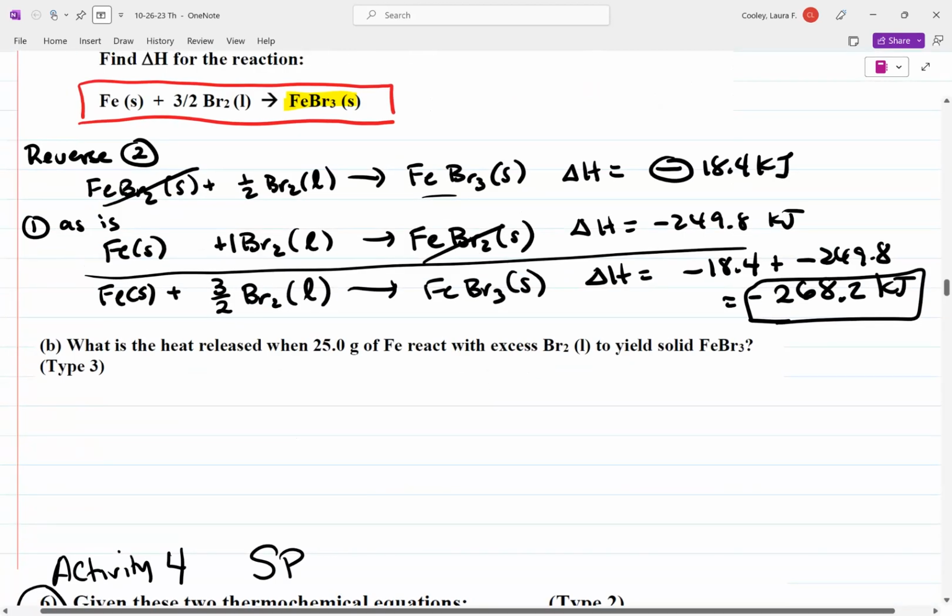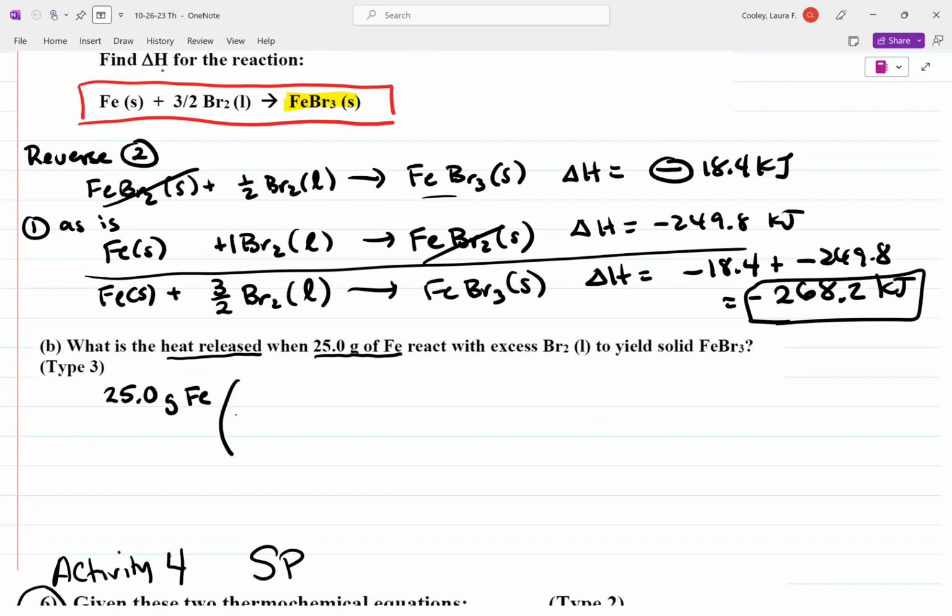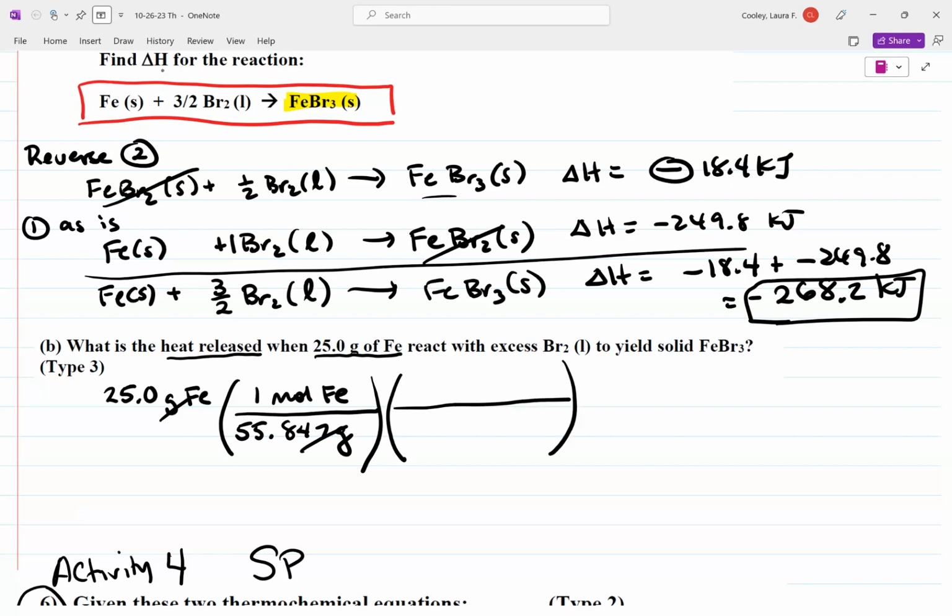Let's do one more thing with this problem, though, because it says, what is the heat released when 25 grams of iron react with excess bromine to yield FeBr3? So this is a type 3 problem that we talked about last time. If we have 25 grams of iron and we want to know how much heat, we have to first go from grams to moles, using the molar mass of iron. I could do that arithmetic there, or I could just do it later. And now I have this equation here.